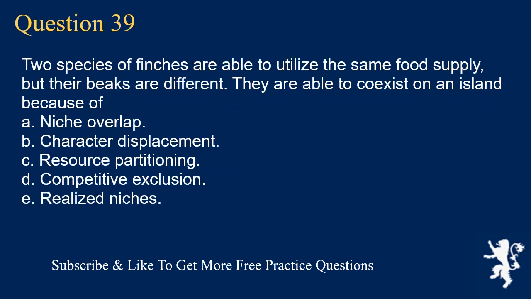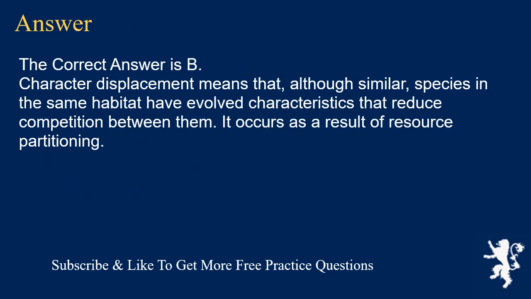Question 39. Two species of finches are able to utilize the same food supply, but their beaks are different. They are able to coexist on an island because of A. Niche overlap. B. Character displacement. C. Resource partitioning. D. Competitive exclusion. E. Realized niches. The correct answer is B. Character displacement means that, although similar, species in the same habitat have evolved characteristics that reduce competition between them. It occurs as a result of resource partitioning.